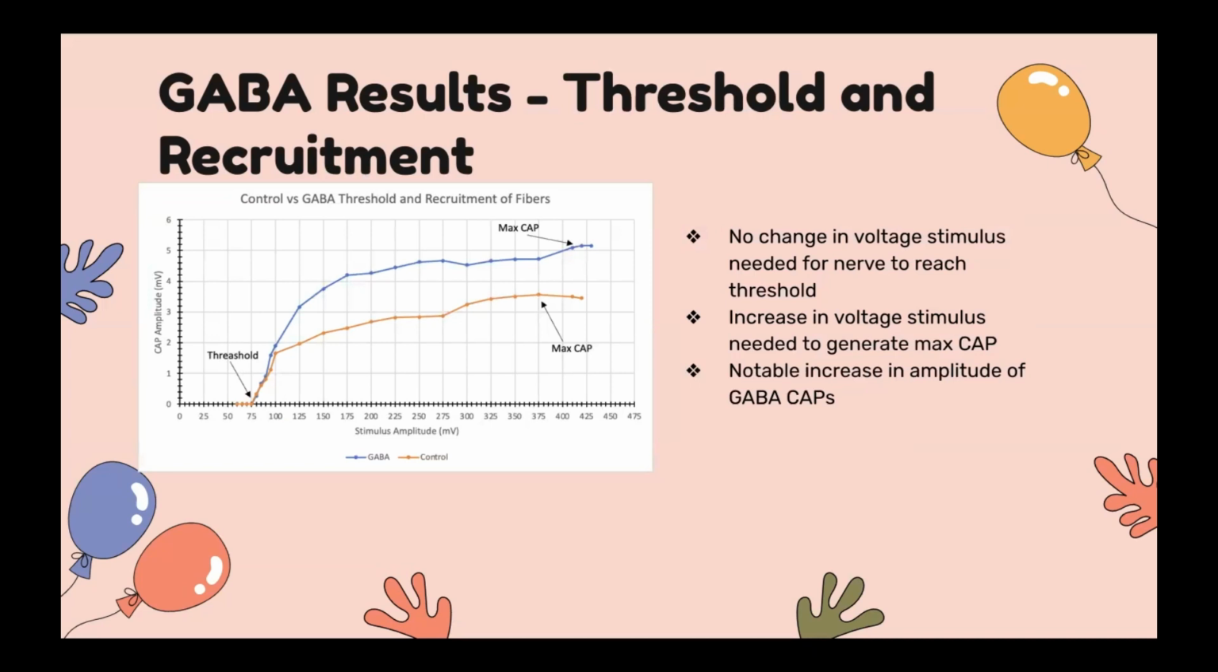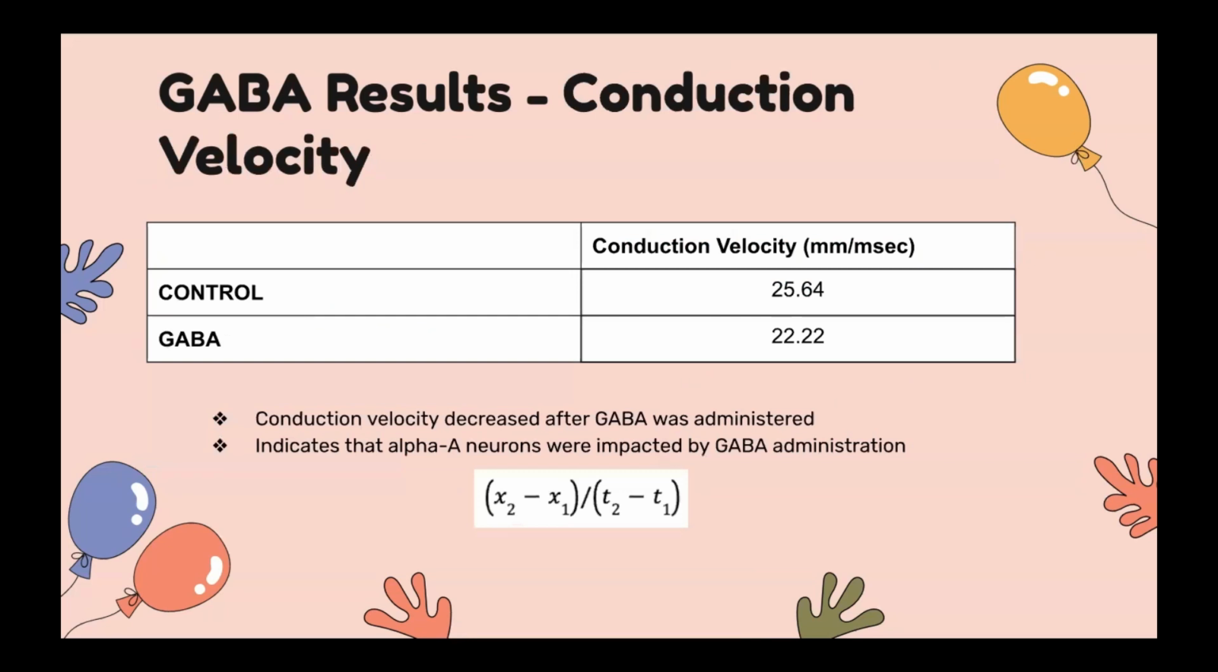The increase in cap amplitude after GABA was administered is very unexpected. This could be due to better conduction between the nerve and the recording electrode during GABA trials. Within the conduction velocity trials, GABA resulted in a decrease in conduction velocity by 3.42 millimeters per millisecond. This is due to the inhibitory effect that GABA B receptors have on transmission between nerves.